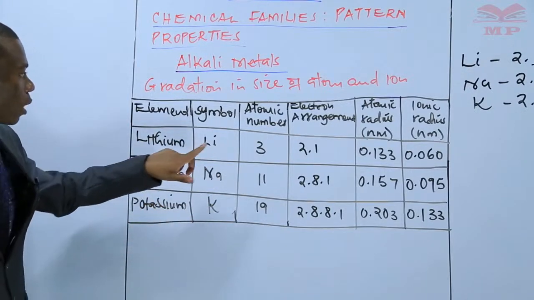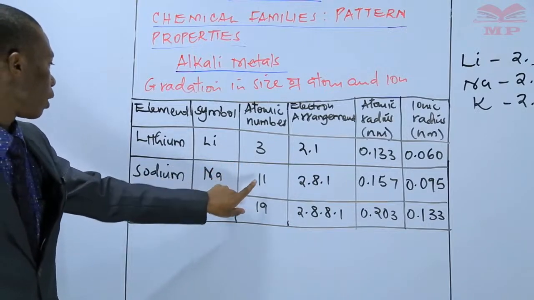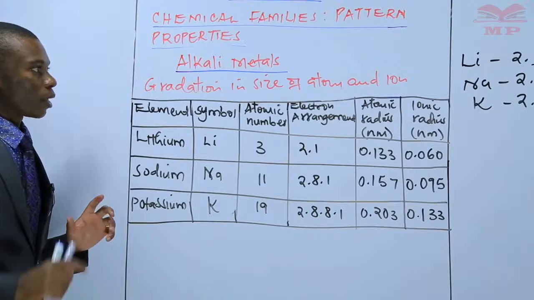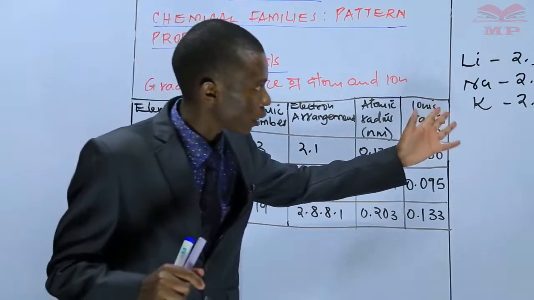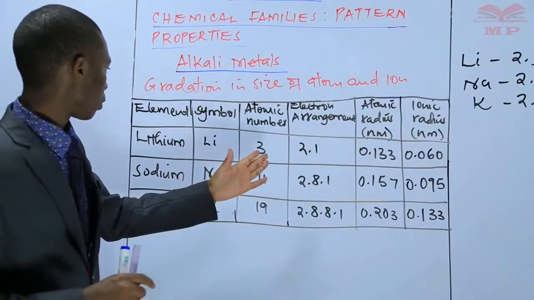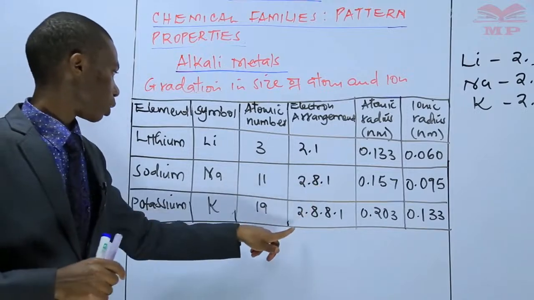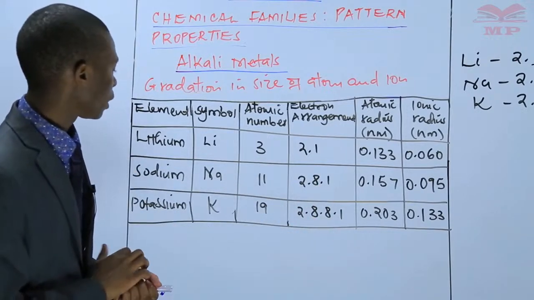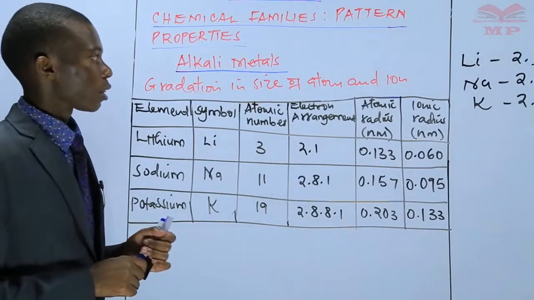Those are the symbols. The atomic number, lithium has atomic number 3, sodium has atomic number 11, and potassium has atomic number 19. Then writing the electron arrangement, these ones we have already written or we discussed that in the previous lesson. So lithium has configuration of 2,1, sodium 2,8,1, then potassium 2,8,8,1.